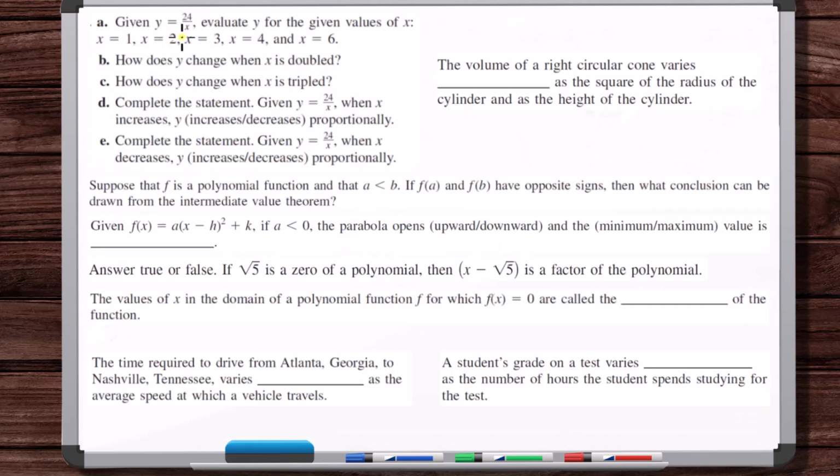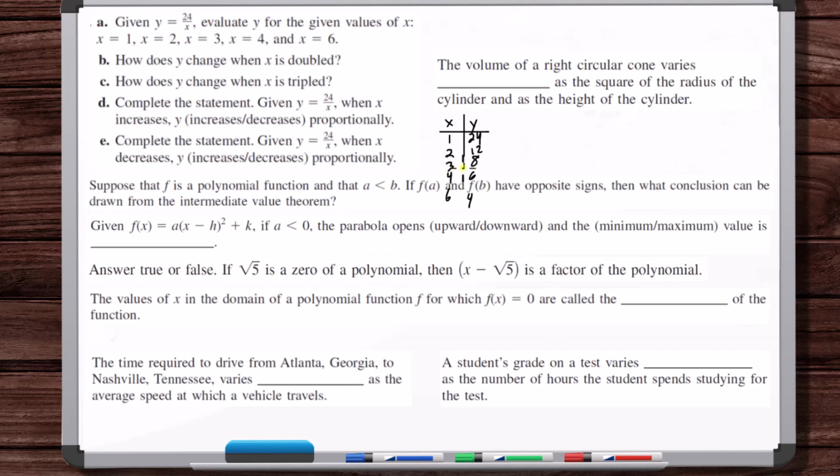Given y is equal to 24 over x, evaluate y for the given values of x. Okay, so we'll do this process again. So x is 1, 2, 3, 4, 6. So you get 24, 12, 8, 6, 4. Okay, now when x is doubled, we can see y is cut in half.